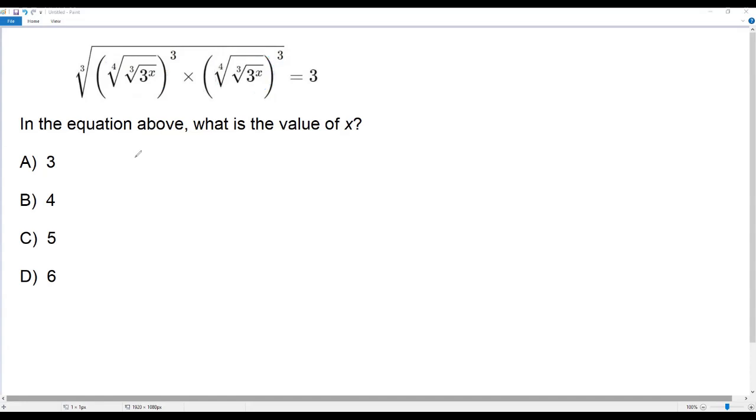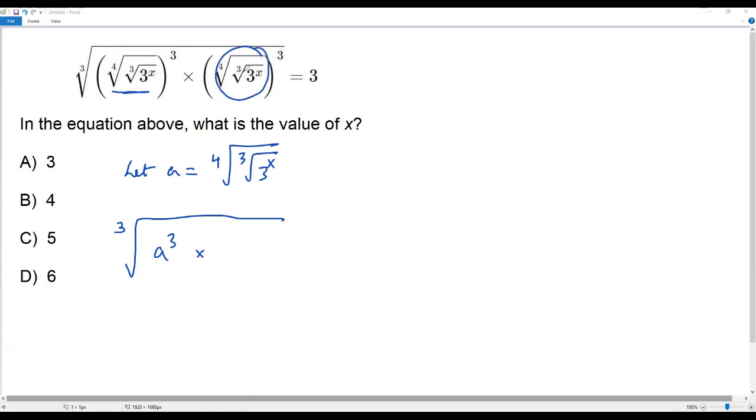For my convenience, I'm going to assign a variable for this stuff alone. That is, let a equal the fourth root of cube root of 3 to the x power. Then the given equation will become cube root of a cubed times a, because whatever stuff we have here is the same stuff we have there, so we can plug in a for this one too, and we have exponent 3 over here, equals 3.